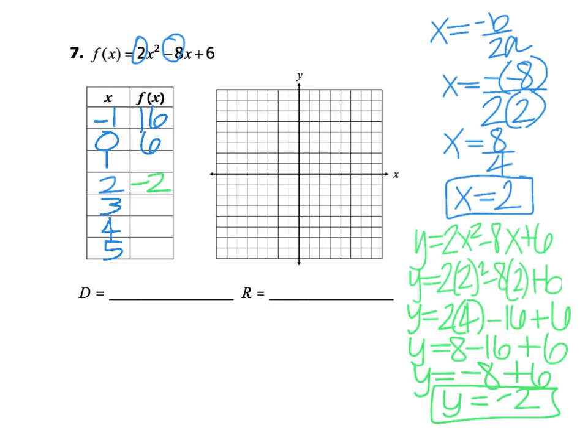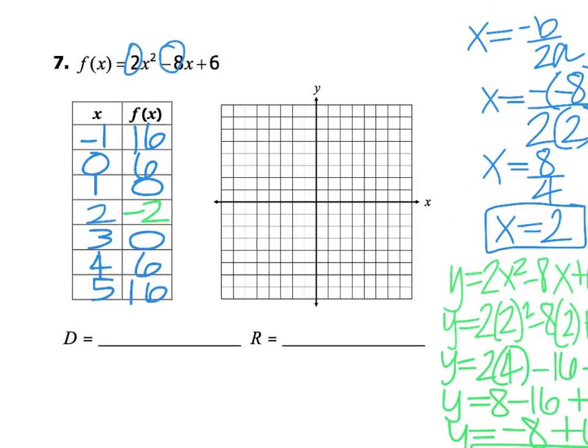When we plug 1 in, we get 0. When we plug 3 in, we also get 0. When we plug 4 in, we get 6. And when we plug 5 in, we get 16. All right, so now we've completed our table, and now we want to graph. So start with our vertex, 2, negative 2. There's our vertex.